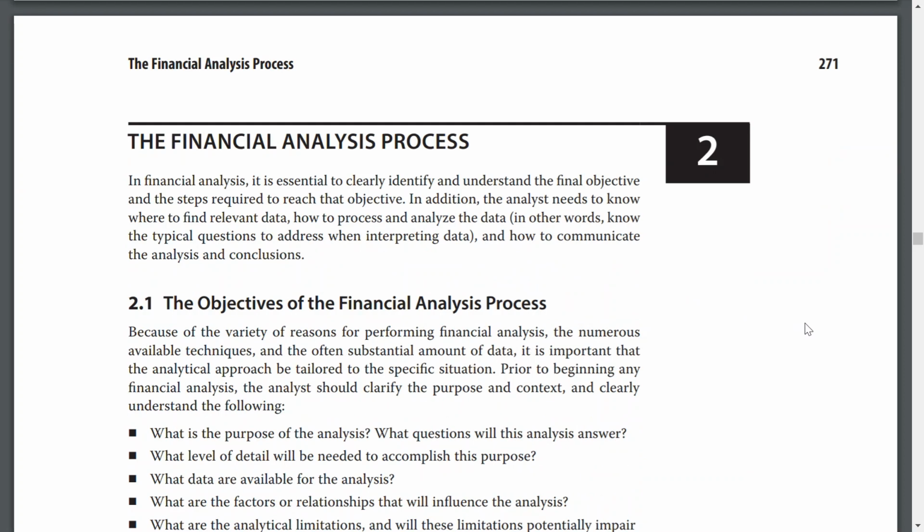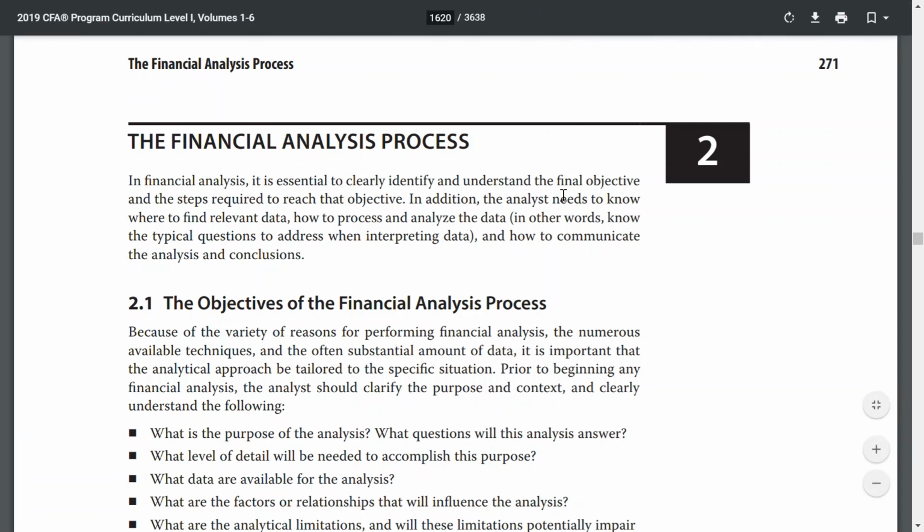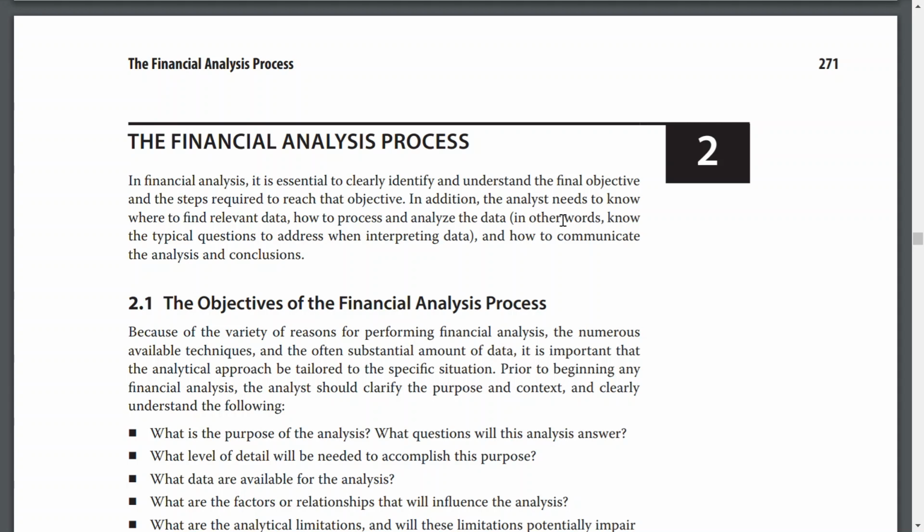Financial analysis process. In financial analysis, it is essential to clearly identify and understand the financial objective and the steps required to reach that objective. In addition, the analyst needs to know where to find relevant data, how to process and analyze the data, and how to communicate the analysis and conclusions.